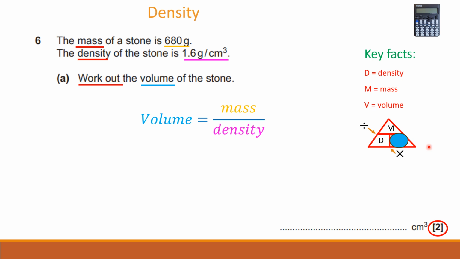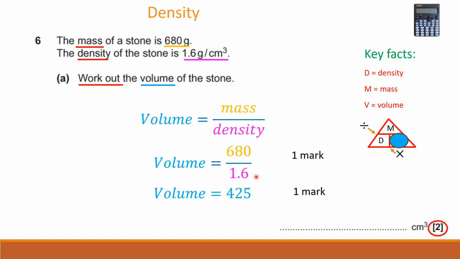So well done guys. If you wrote down the formula volume equals mass divided by density and you typed in the value 680 divided by 1.6, because the mass was 680 and the density is 1.6, you have got yourself 1 mark for doing 680 divided by 1.6. Then you type that in on your calculator, that will give you 425 for your 2nd mark. Remember to write your answer on the dotted line.